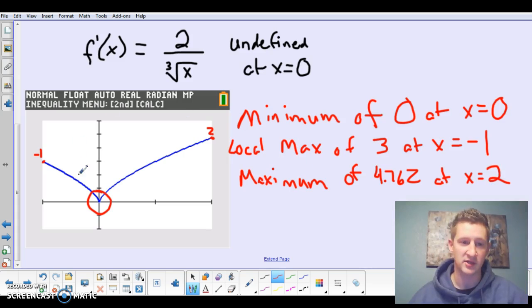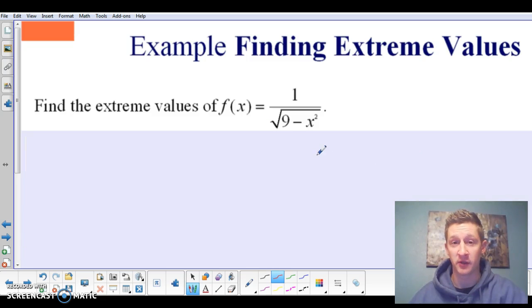So I've got all my extrema taken care of. One happened at a critical point on the interior, and the other two happened at the endpoints of that particular function. So we'll pause from there. We're going to pick up with another example here.